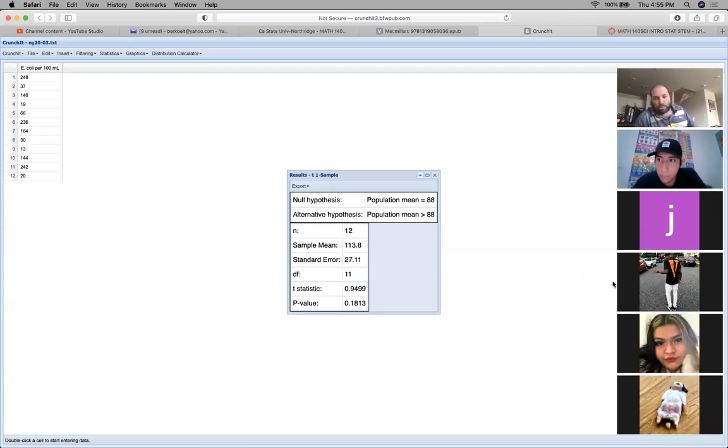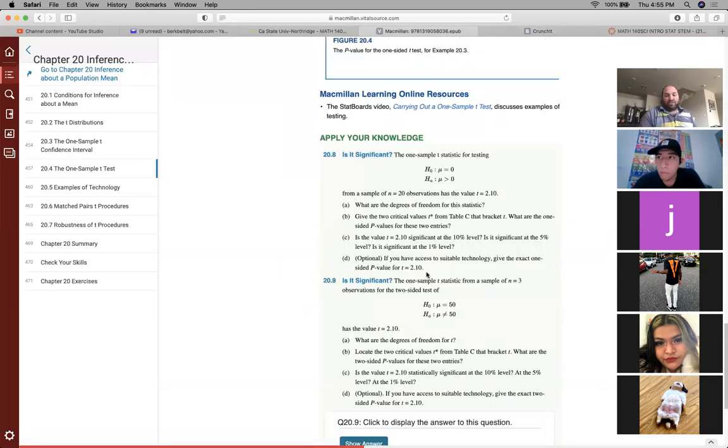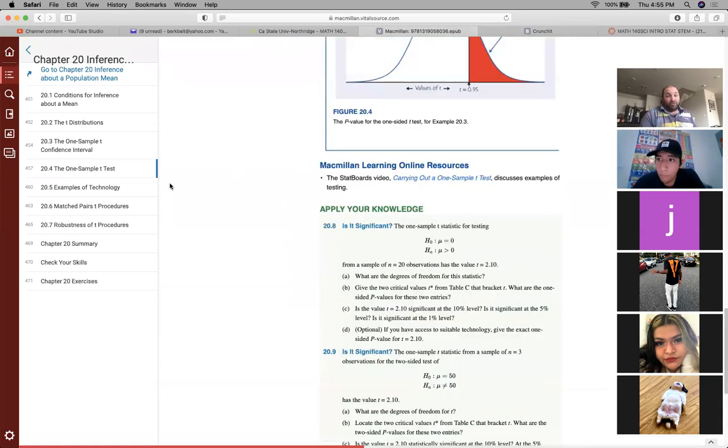So the whole overview of T is just if you're missing sigma, that's what T is for. Use Z if you know it. Use T if you don't. Other than that, the procedure is exactly the same. Okay, thank you. All these different examples and whatnot, but that's what it comes down to.